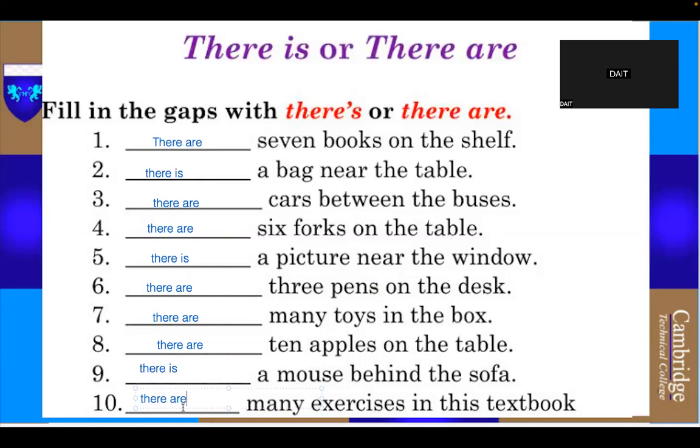Very good. There are many exercises in the textbook. Do you have any questions here? No. Good. So now give me some examples. Give me, for each one, an example for there is, there are. But Mr., I have a question. Yes, sir. Many exercises.